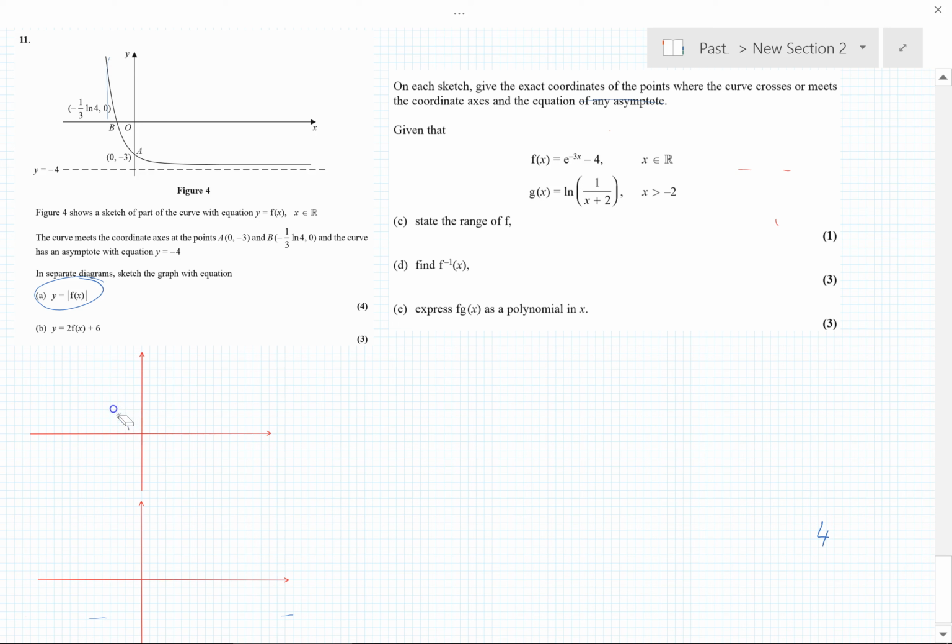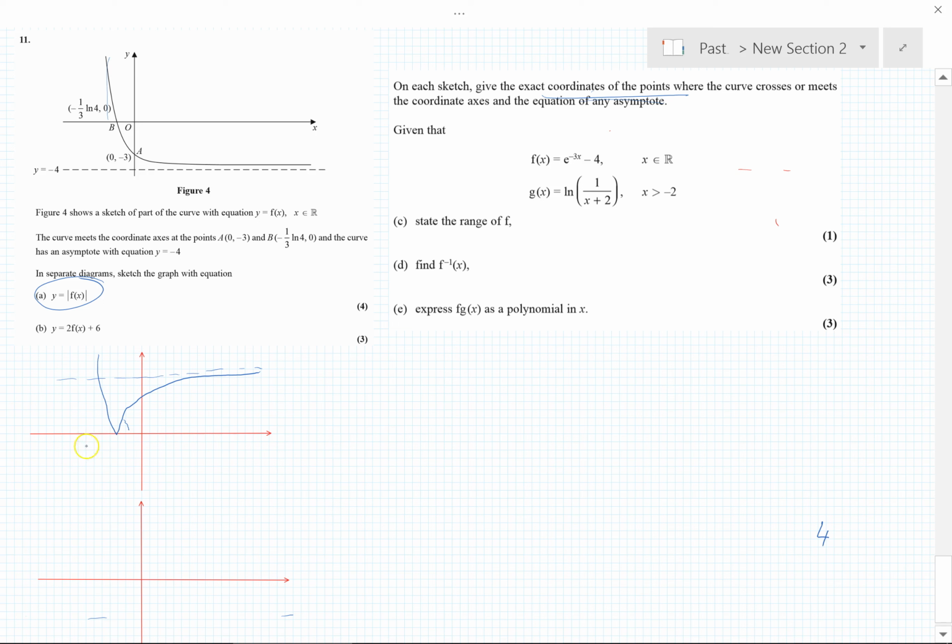Let's try again. This bit gets reflected in the x-axis like that. Don't forget to write the asymptote, because it does say here the exact coordinates of the points where the curve crosses or meets the coordinate axes and the equation of any asymptotes.